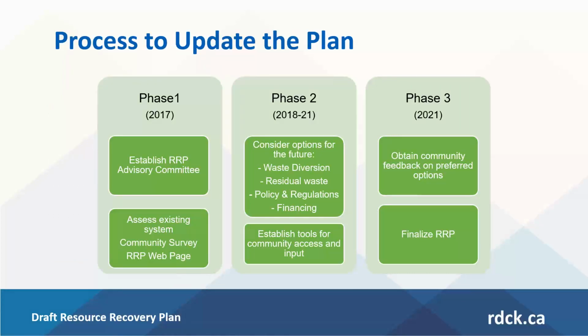The process to update the plan consists of 3 phases. In phase 1, which started in 2017, we established the Resource Recovery Plan Advisory Committee. We started to assess the existing system, undertook a community survey to see how satisfied residents were with the current system and what they wanted to see in the future, and developed a web page for the Resource Recovery Plan update process.